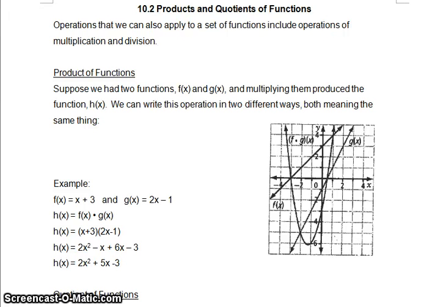Alright, so today we're working on section 10.2, so we're basically going to be looking at the products and quotients of functions, and it's going to be following the same lines of what we did yesterday. So basically you take two functions and we're going to either multiply them or divide them. Alright, and so to start off here, let's look at the product of functions.